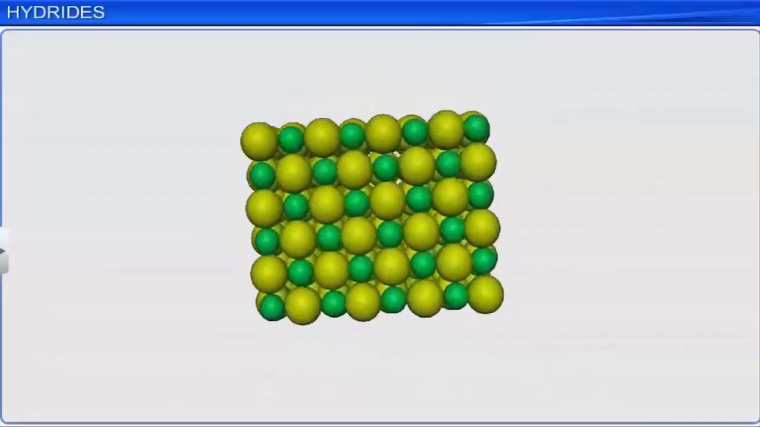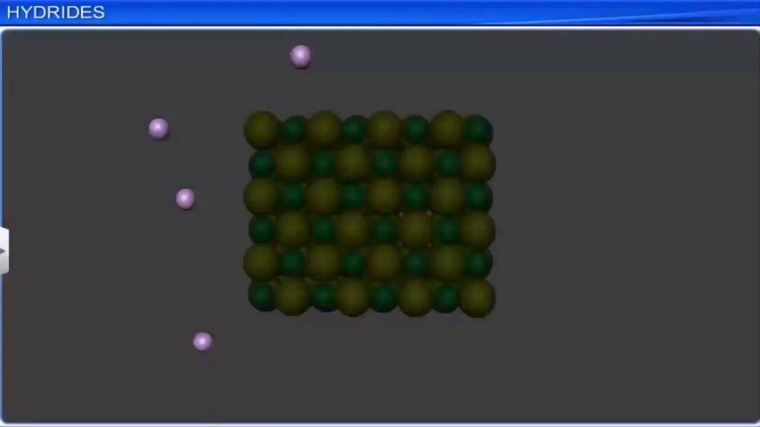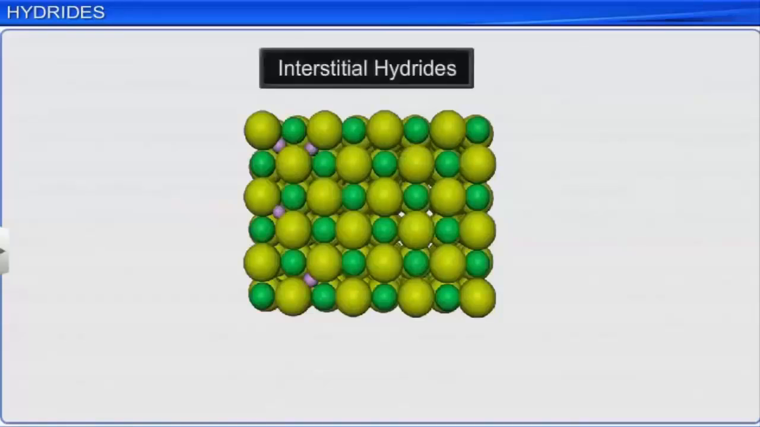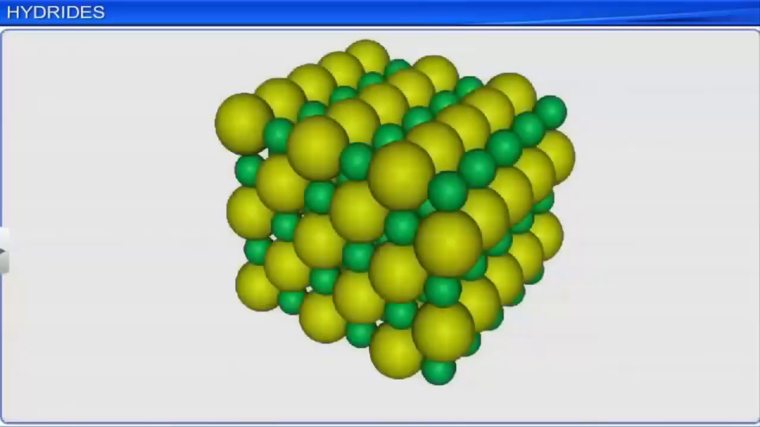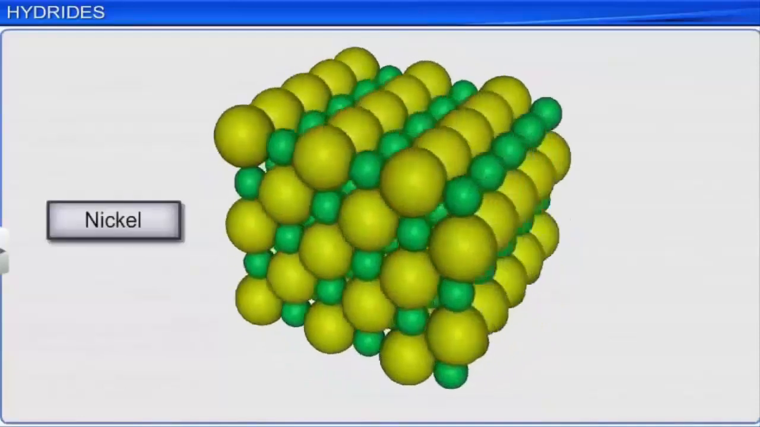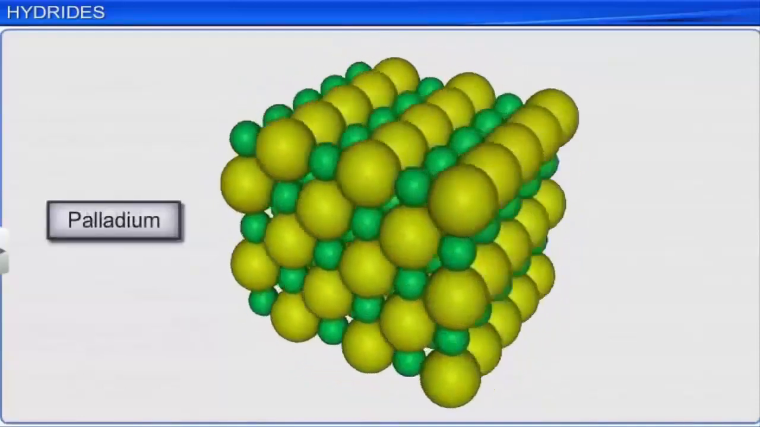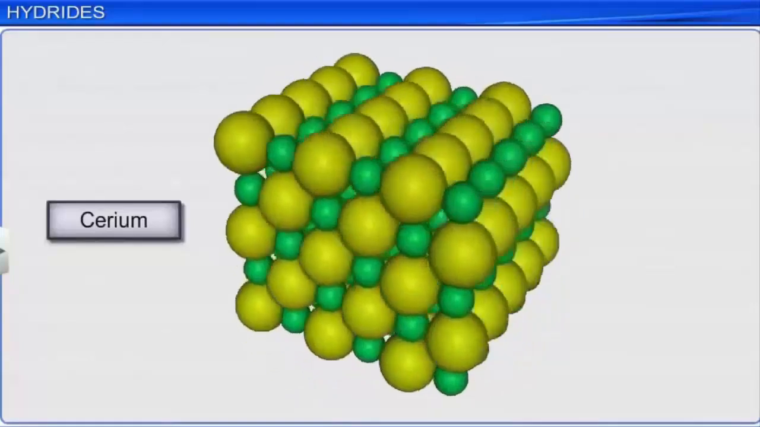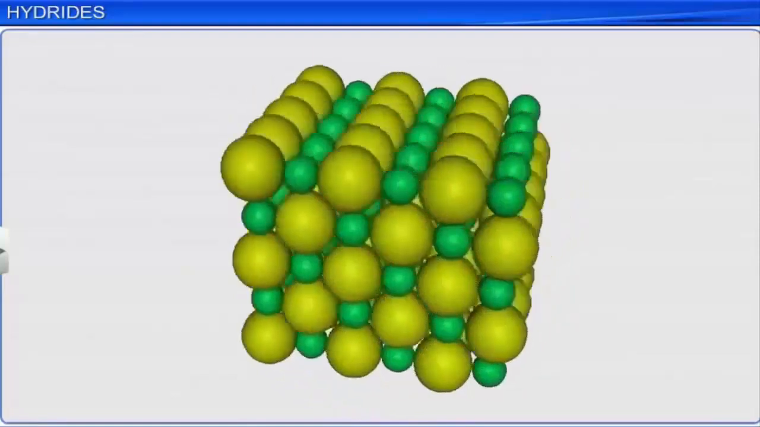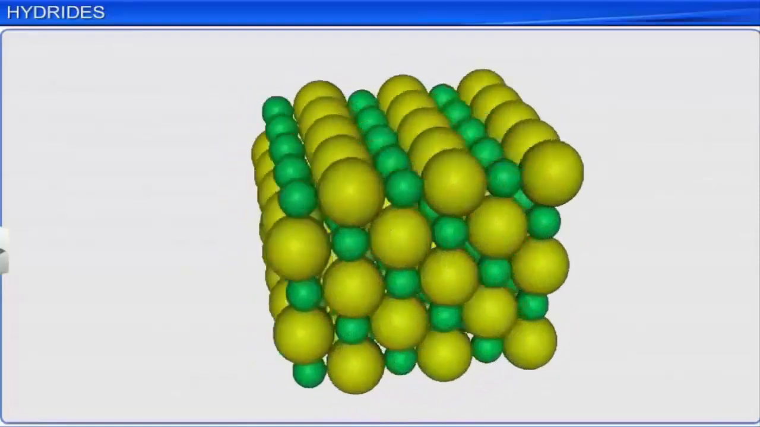Earlier, it was thought that hydrogen, being very small in size, occupied interstices in the metal lattice in these hydrides, and hence they were named interstitial hydrides. However, recent studies have shown that except for the hydrides of nickel, palladium, cerium, and actinium, the other hydrides of this type have lattices different from the parent metal.